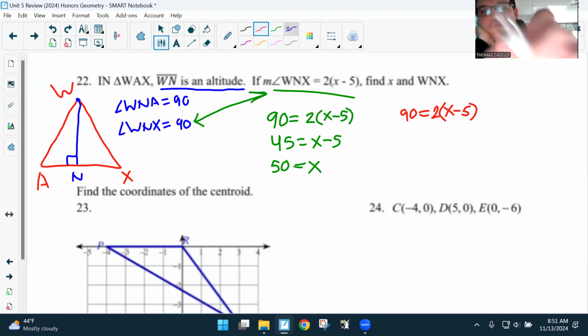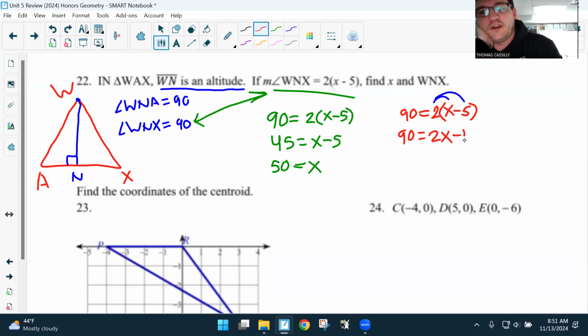What you could do instead, distribute the 2 in, right? We're going to have 90 equals 2x minus 10. Right? Add the 10 over, 100 equals 2x. Therefore, x equals 50, right?